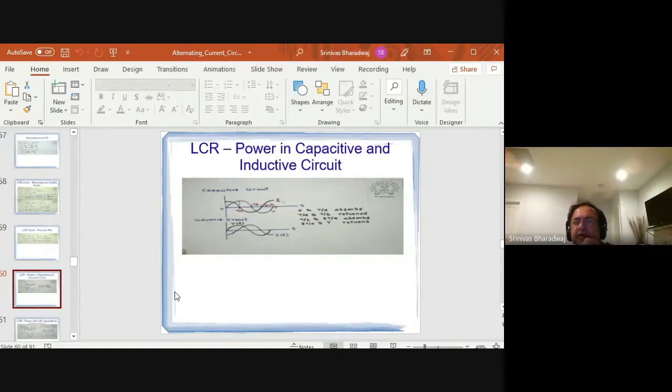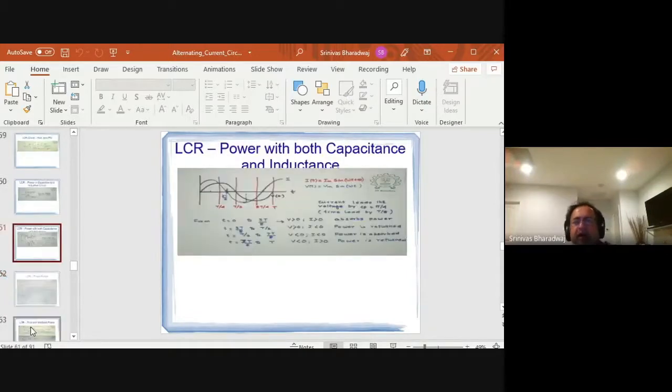Now, power in capacitive and inductive circuits. In a capacitive circuit, we already looked at this: from 0 to T by 4, it is absorbing power, then it is discharging, then it is absorbing again. And the inductor is the opposite. It is discharging, then absorbing, then discharging. They are alter egos of each other.